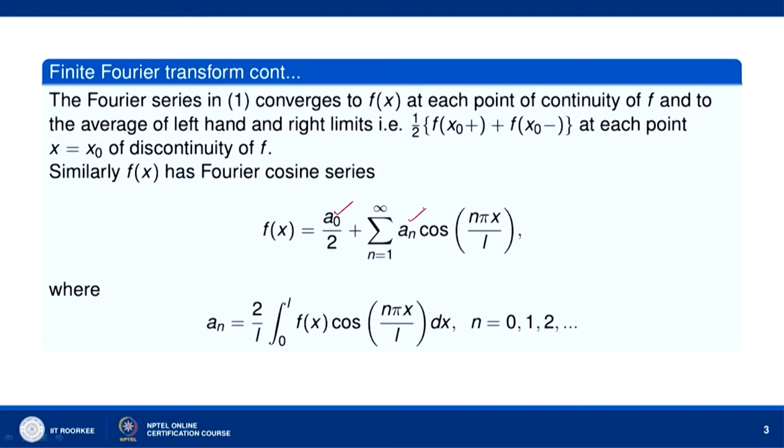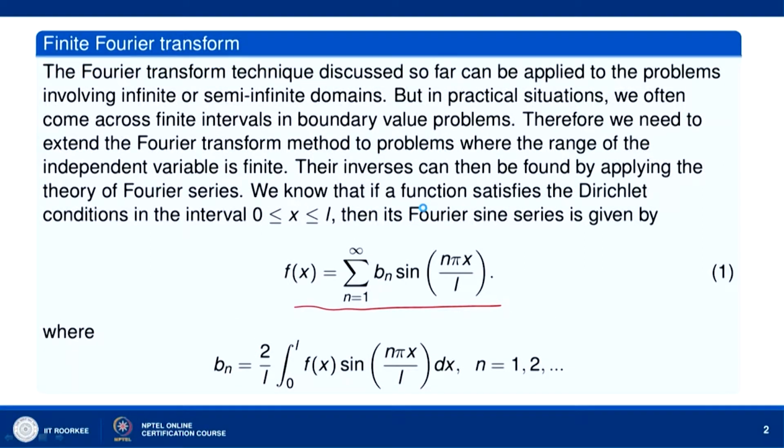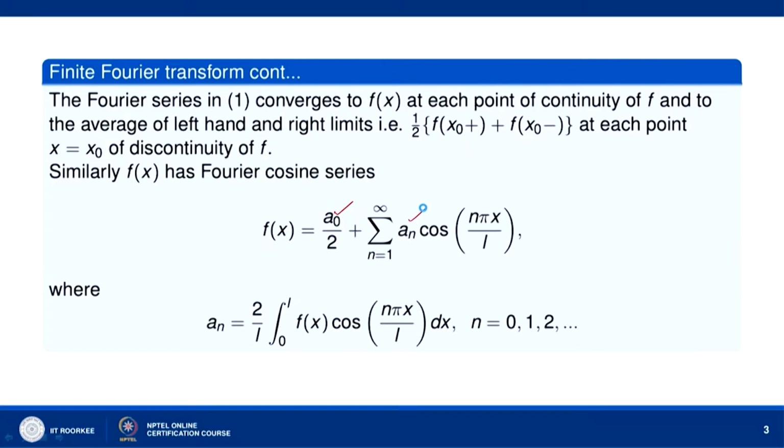And you also know that the half range Fourier series converges to f(x), whether it is the Fourier sine series or the Fourier cosine series. It converges to f(x) at each point of continuity of f and to the average of the left hand and right hand limits at each point of discontinuity of f. Say the point of discontinuity is x_0, then the sum of the Fourier series is half of f(x_0+) plus f(x_0−).